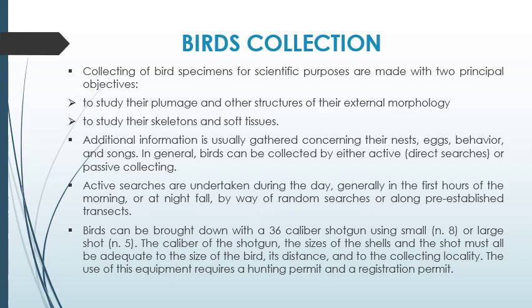Birds can be brought down with a 36 caliber shotgun using small N8 or large shot number 5. The caliber of the shotgun, the sizes of the shell, and the shot must all be adjusted to the size of the bird, its distance, and the collecting locality. The use of this equipment requires a hunting permit and a registration permit.